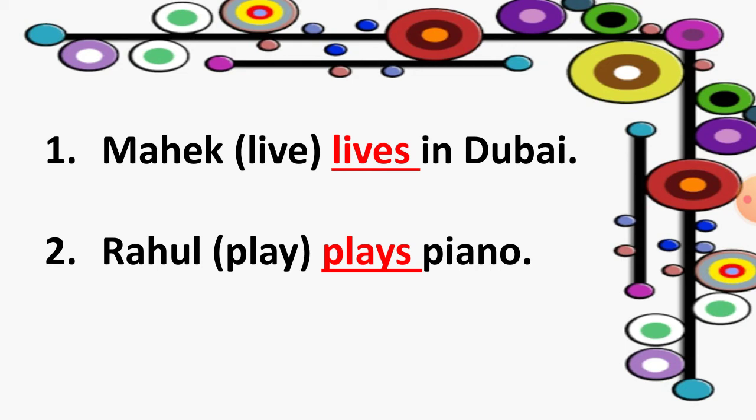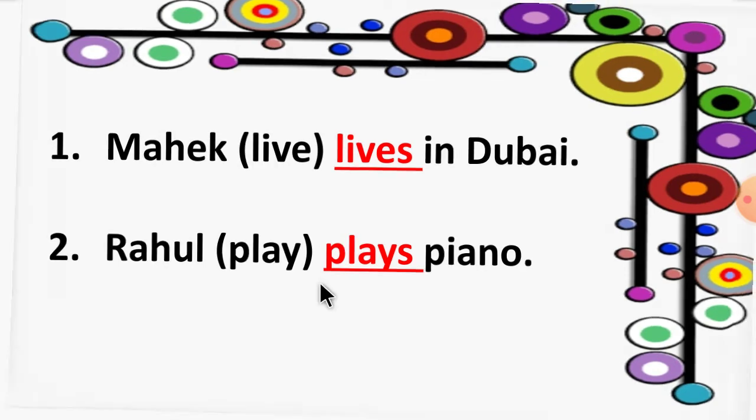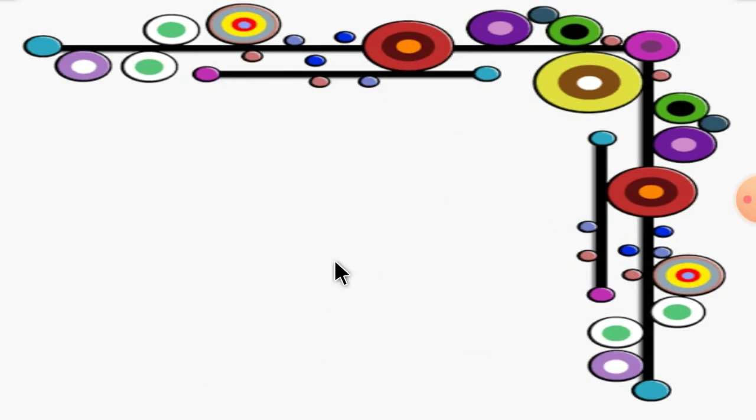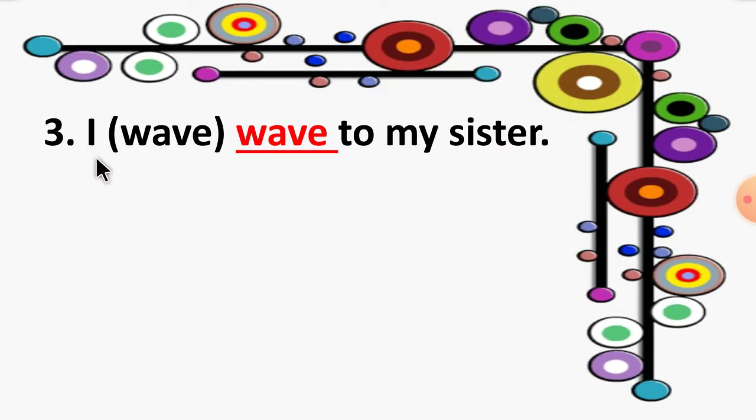So my dear students, I hope you all have written these 2 FB. Now let's see the next FB, that is FB number 3. I wave. So here I have written it as it is, there isn't any change in the verb. Why? Remember the rule I explained, that when you are making a sentence with the subjects I, you, we or they, you don't need to add anything in the verb. You have to write the verb as it is.